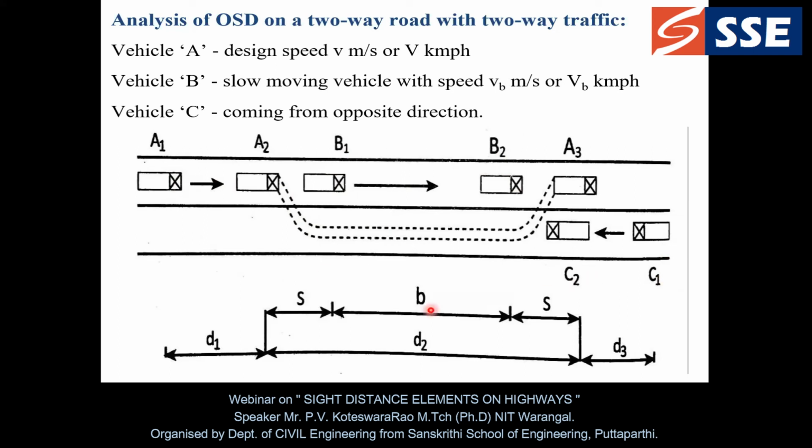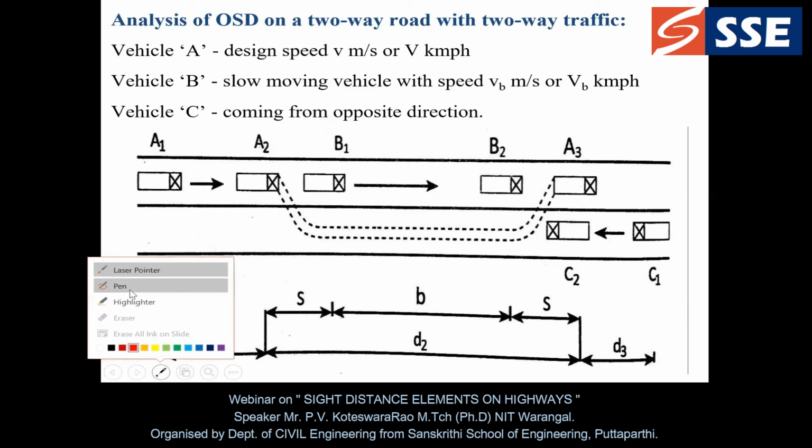So if I observe this diagram, then we are having a total of three portions. One is D1. Before overtaking, what is the distance traveled by the vehicle? And during the overtaking process, what is the distance traveled by the vehicle? And what is the distance traveled by the opposite vehicle during the entire process of the overtaking. So D1, D2, D3. Here D2 is B plus 2S. So if I know these values D1, D2, D3, then I can have the overtaking sight distance as D1 plus D2 plus D3. So now let us see how to get these D1, D2, D3 values.